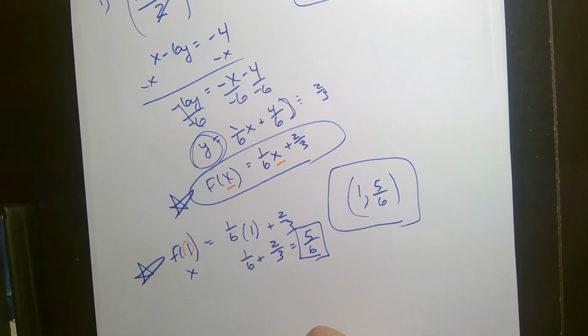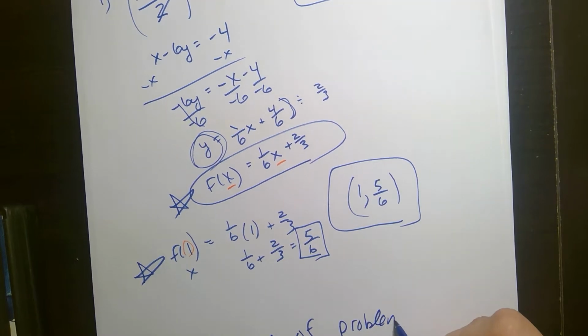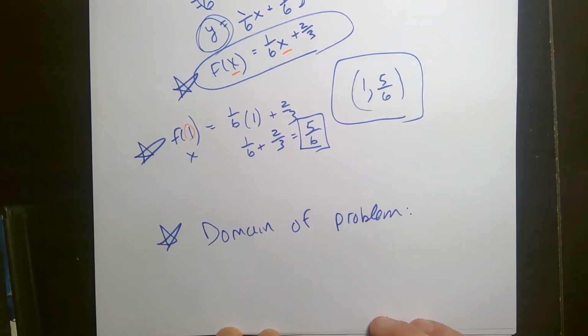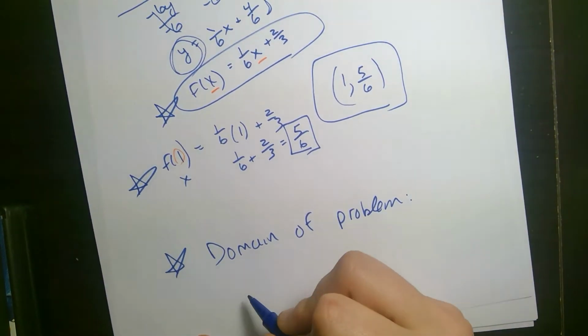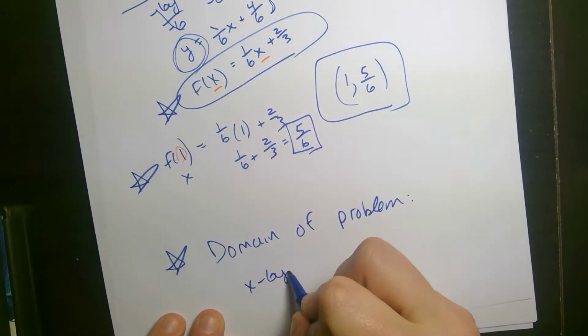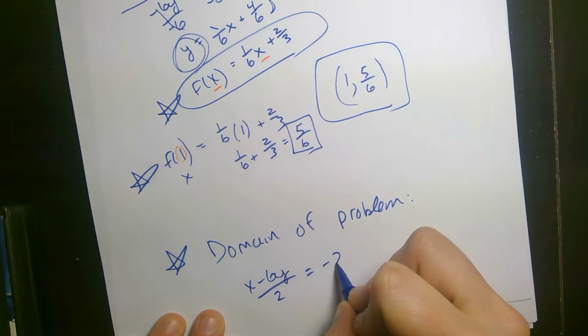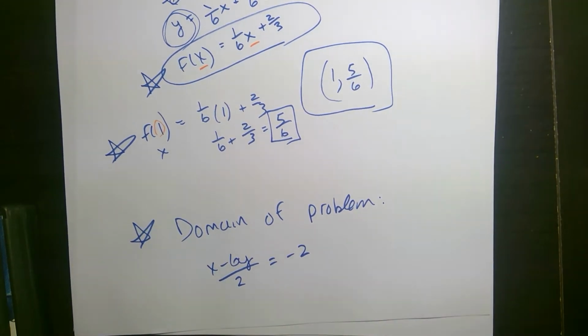The third part says, hey, go back to the original problem before you did anything to it and find its domain. Here's my original problem. Let me rewrite it for you because this is messy. It's (x minus 6y) over 2 equal to negative 2, and I need to know the domain of this. Well, I don't want to have to graph this because I don't know what it looks like. I want to do it algebraically.